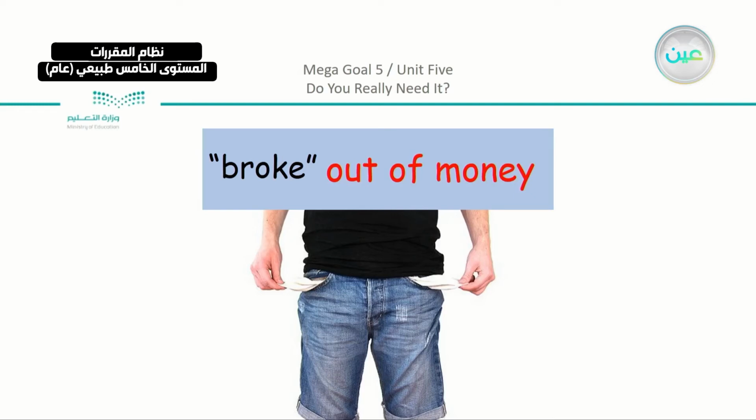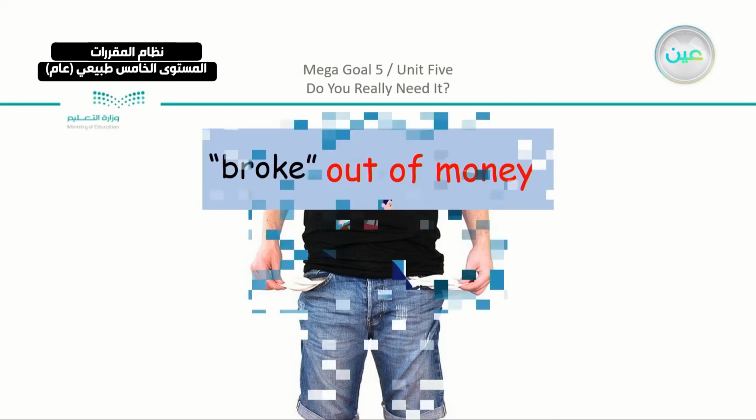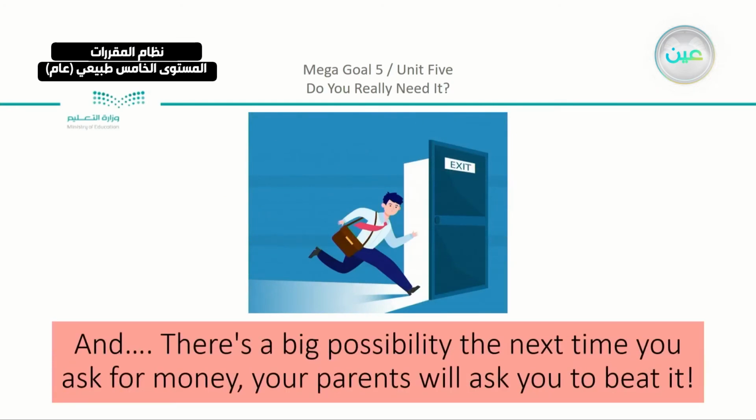And if you are broke, you will need money again. But what may happen? There's a big possibility. The next time you ask for money, your parents will ask you to beat it. So just imagine that your parents are giving you an allowance, or you are a parent and you are giving an allowance, and the money was blown away, or the card was maxed out, and then you just go and ask for money again. So here, your parents may say, what, beat it. Or you can just tell yourself that I'll have to beat it before someone gets angry.